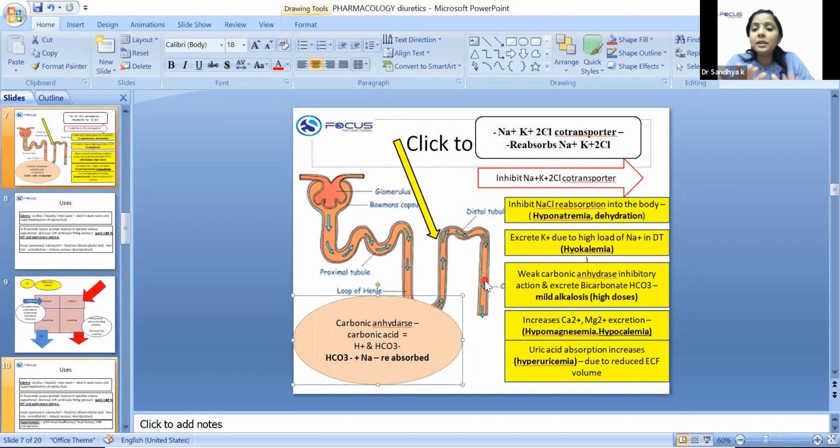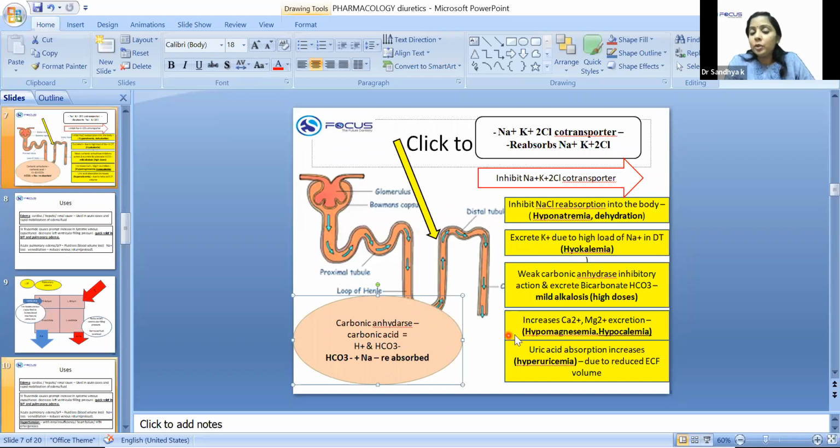But the body has a certain homeostatic mechanism. That is why whenever there is excess sodium present in the distal tubule or collecting duct, the body will try to reabsorb some sodium. In exchange for that, potassium is actively secreted from the body. That will result in hypokalemia, which is a bit serious condition. Hyponatremia, the body itself will adjust to a certain extent, but because of this potassium secretion, there will be hypokalemia. Also, furosemide will increase excretion of calcium and magnesium, which will result in hypomagnesemia and hypocalcemia.